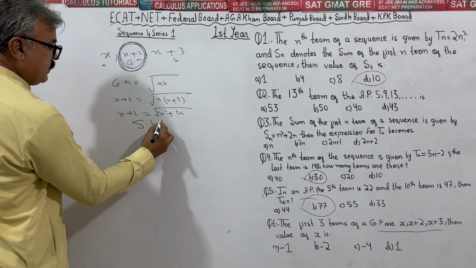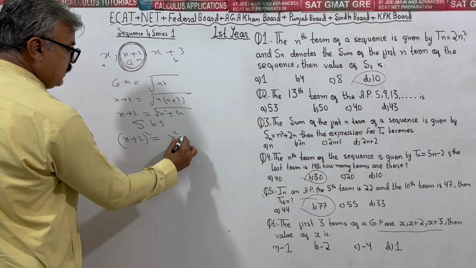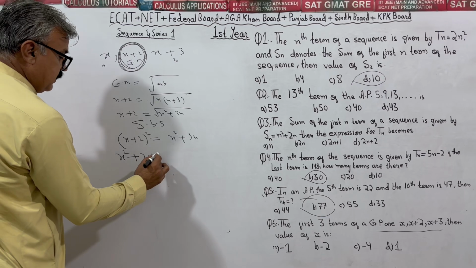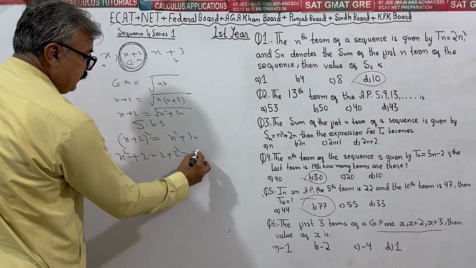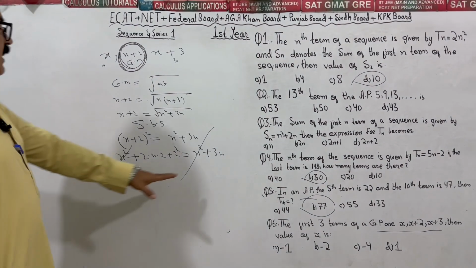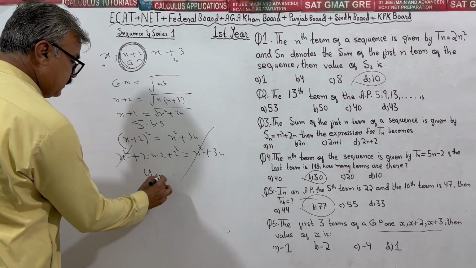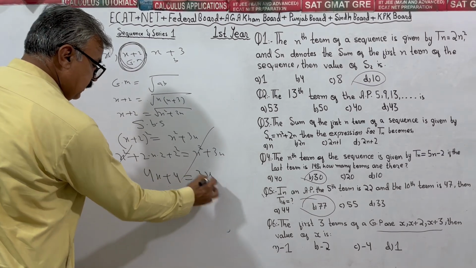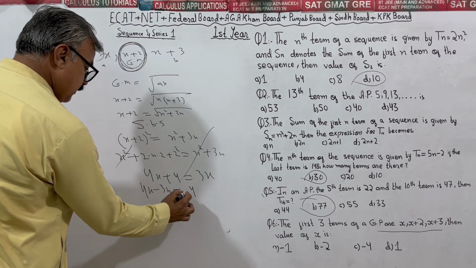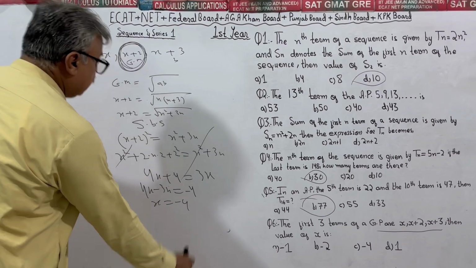Squaring both sides to get rid of the square root, we have x plus 2 whole square equal to x square plus 3x. It becomes x square plus 2 times x times 2 plus 2 square, equal to x square plus 3x. X square cancels out. We have 4x plus 4 is equal to 3x. Solve for x: 4x minus 3x is equal to negative 4. So x is equal to minus 4.